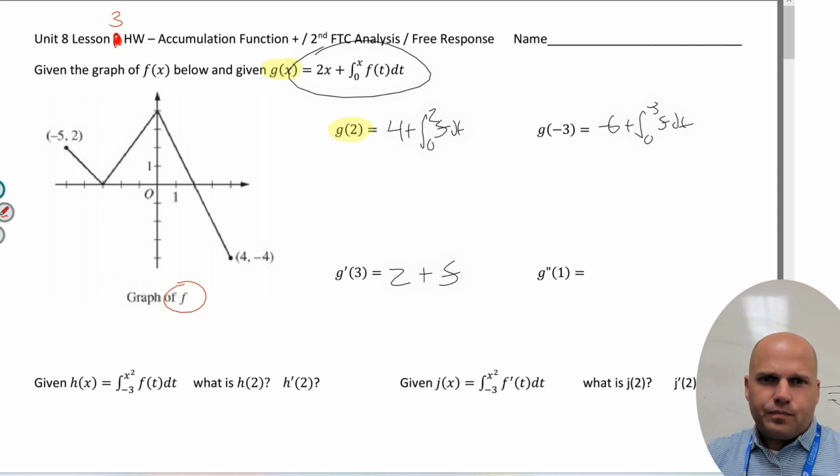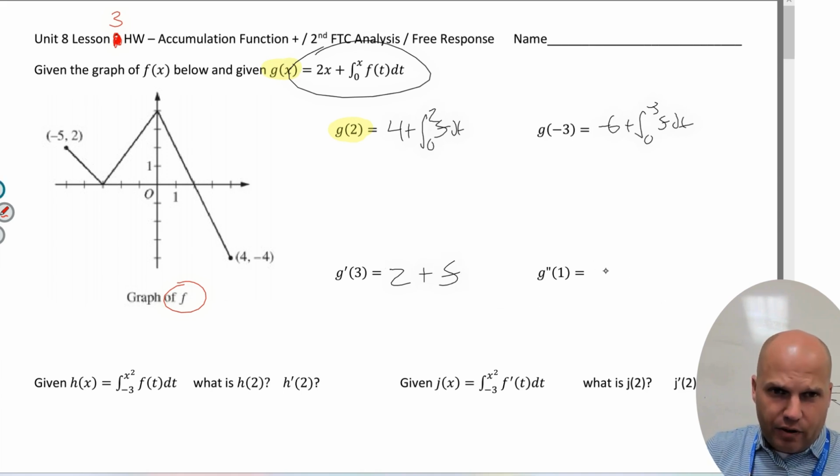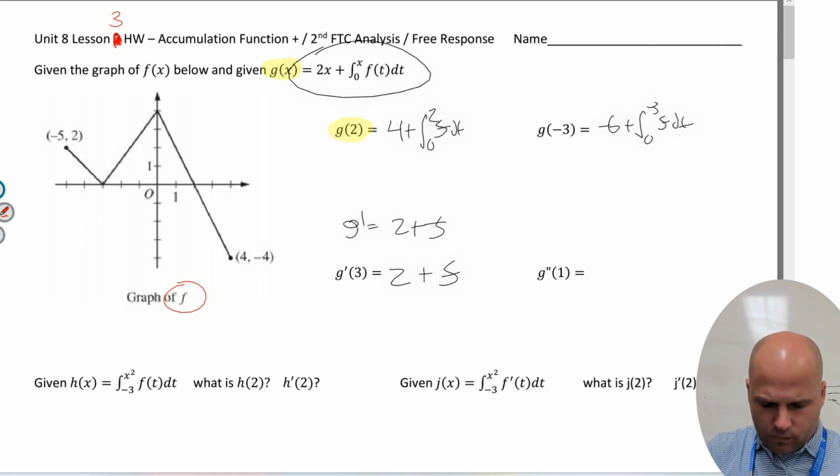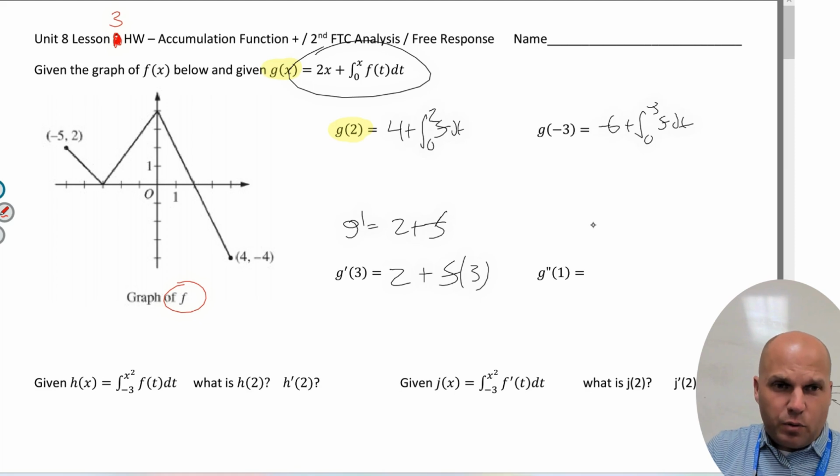Y values. Now, if I take the second derivative, that means the second derivative is going to be equal to the derivative of the first derivative. This is the first derivative. I should probably put this right here. And the derivative of 2 plus f would be not 2 plus f prime, but just f prime.